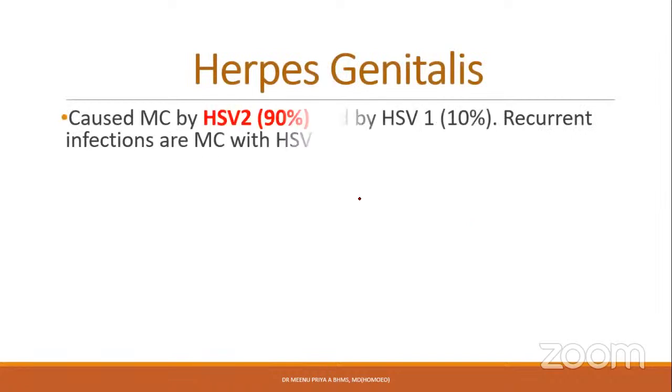Now, one by one, we'll see herpes genitalis. So, herpes simplex virus we saw. Herpes genitalis is caused most commonly by herpes simplex virus 2.